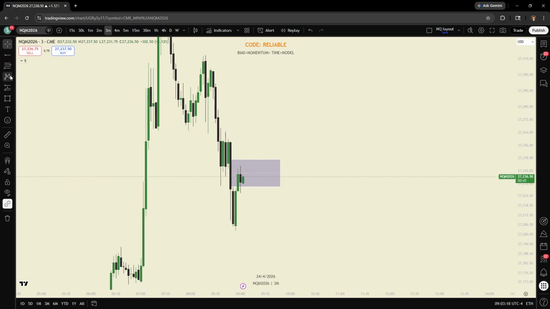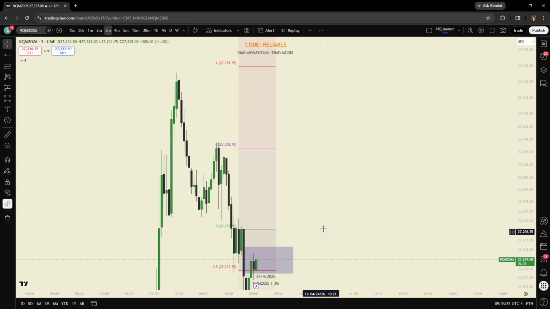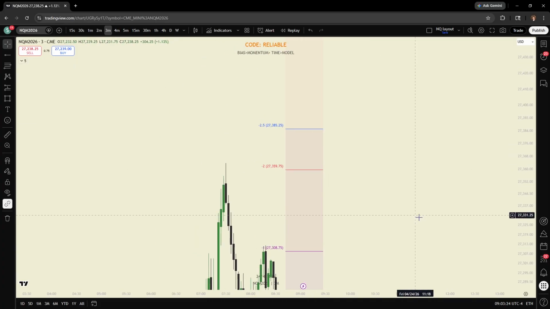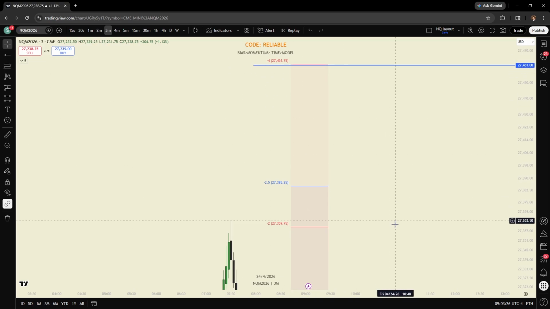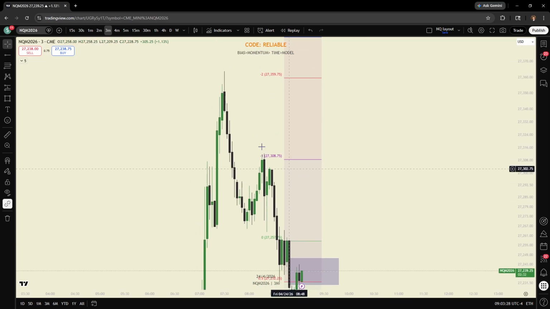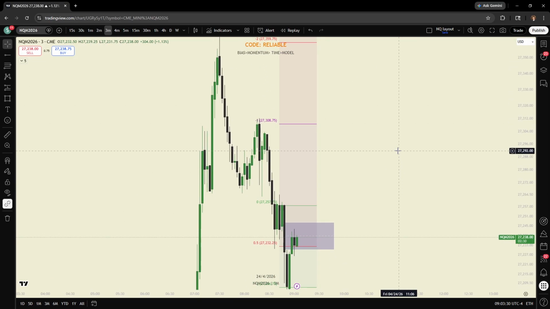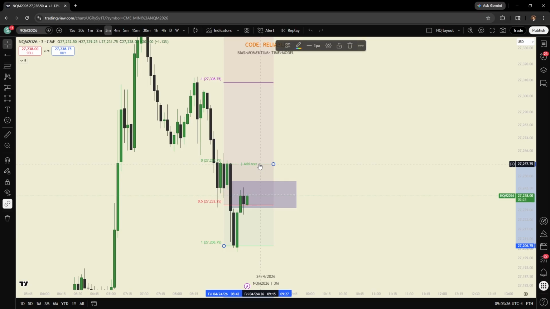Well, if we could turn this 3 minute into a CISD, maybe we just use fib projections. And I like how -1 lines up with this high, -2 lines up here, and maybe we go to like 460 at -4, but taking it back up maybe. Yeah.